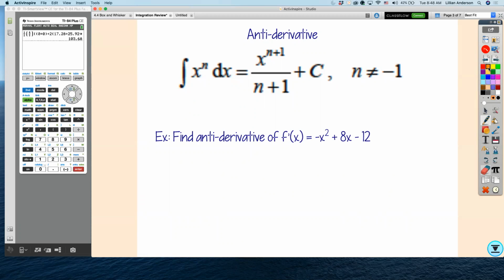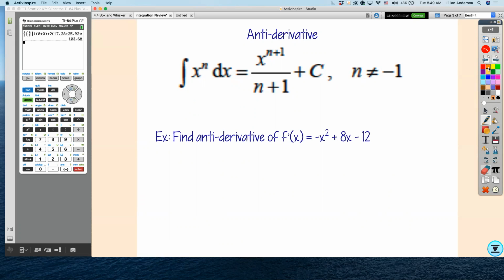It's worked for power functions. That's all the types of functions that you guys deal with. So different from derivatives, where you would bring down the exponent and subtract 1. The antiderivatives where you add 1 and then divide the coefficient by the new exponent.